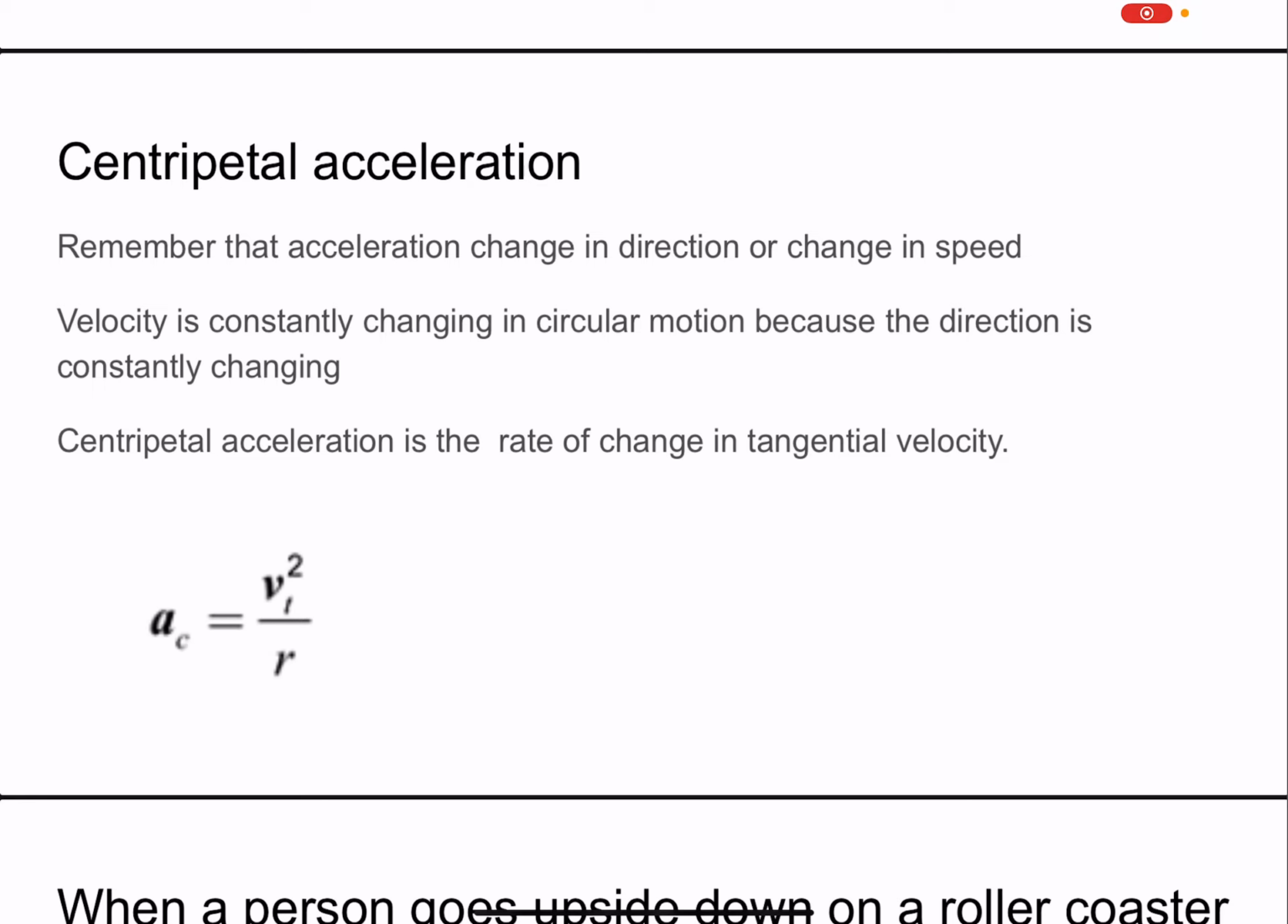So remember that acceleration is change in direction or speed, and velocity is constantly changing when you're in circular motion because the direction is constantly changing. So centripetal acceleration is the rate of that change of tangential velocity. So that's that tendency to want to go on the tangent. To calculate that, you'll take your tangential velocity, which is represented as vt, and you'll square that, and then you'll divide it by the radius of the circle.